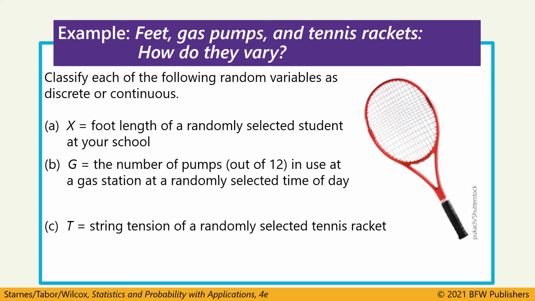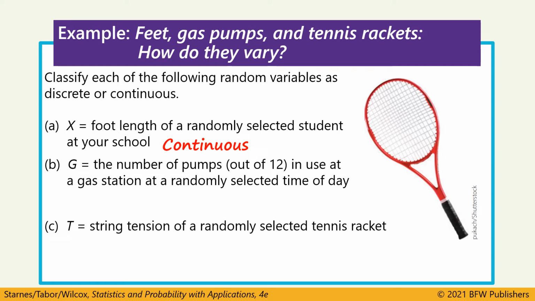So let's classify each of these values as either discrete or continuous. Part A, x equals the foot length of a randomly selected student at your school. This would be continuous because it's measured. It might be 9 inches or 10 inches, but it could also be any value in between that.